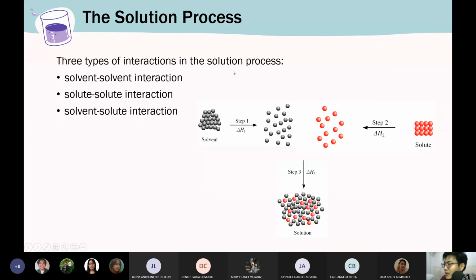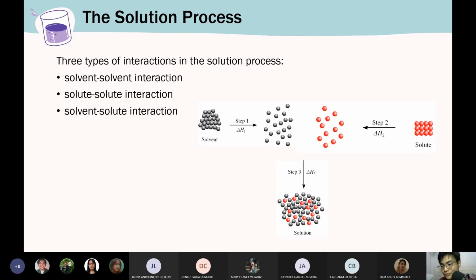Okay. So, now, let's talk about this thing here, no? So, alam natin that solution is a homogeneous mixture. And we also know, based on experience, that not all liquids, when mixed, form solutions. Diba? For example, oil and water. If you mix them, what will happen? Wala, nothing. Diba? Pag kumukulo yan, tatalsikan ka lang yan.